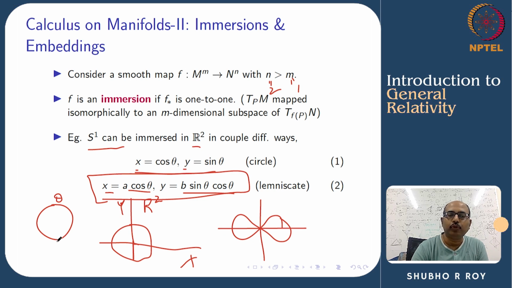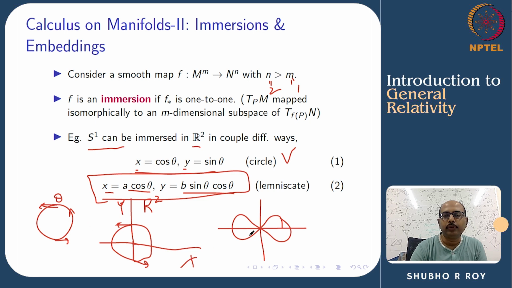As I said, for each point, the tangent vectors will have a unique correspondent. Let's check that. Theta equals pi by 2 and minus pi by 2, the tangent vectors. Let's say I'm going anti-clockwise. And the top point, the north pole, is theta equals pi by 2, and the south pole, when it comes around, is minus pi by 2. So here, it's very easy to see there is a one-to-one map. So the circle case is definitely an immersion, but let's check the lemniscate.